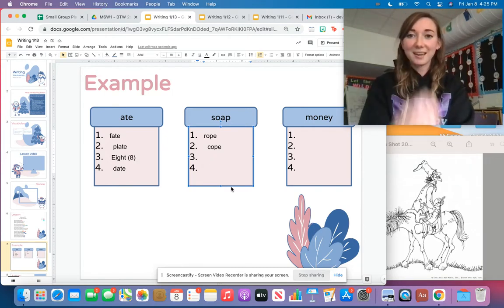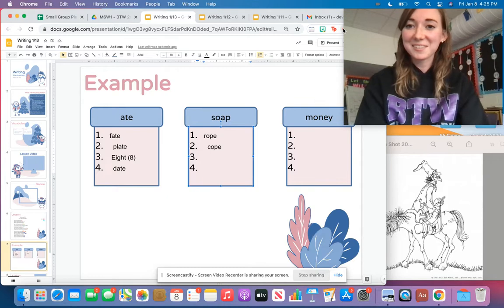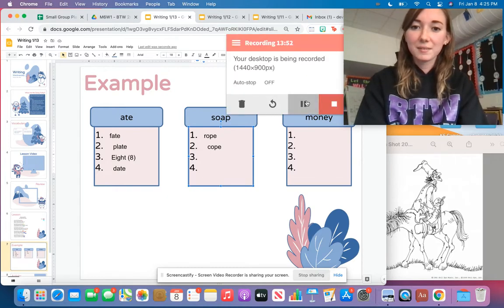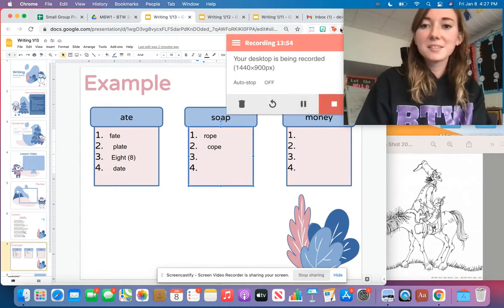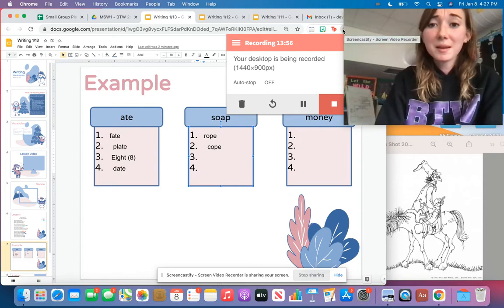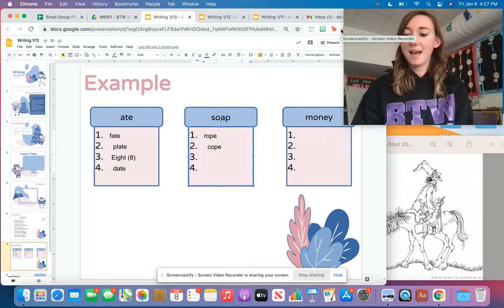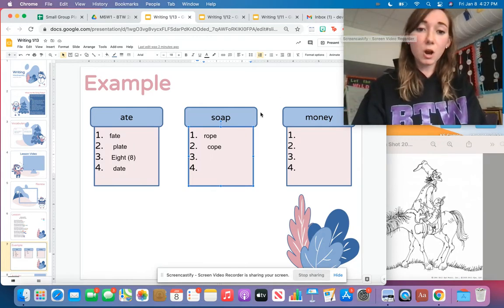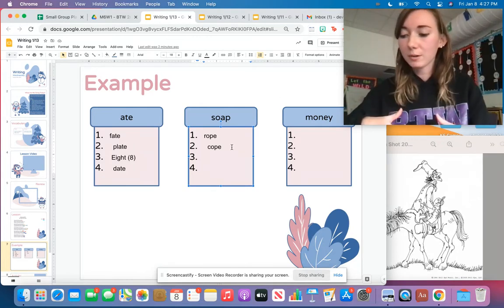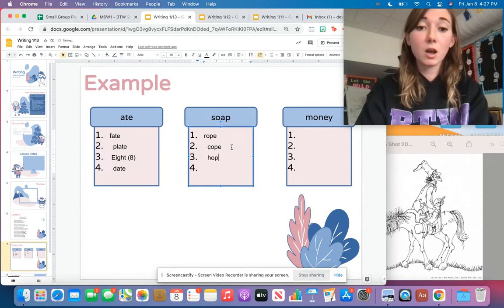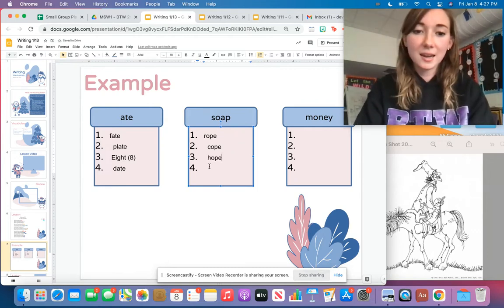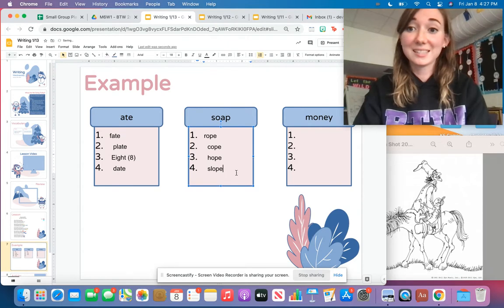let me think. I'm actually going to pause so I can take some time to think about this one. So I took a moment to think about it because sometimes it takes more. Sometimes when we're on the spot, it's hard to come up with things, and that's okay. So we could do rope, cope. Another one that I thought of was hope, and then slope, like a ski slope or something.